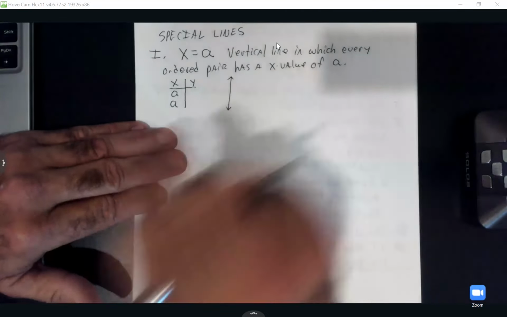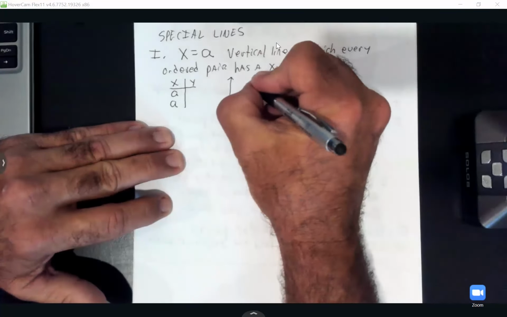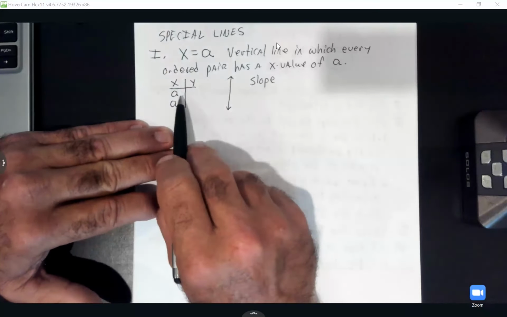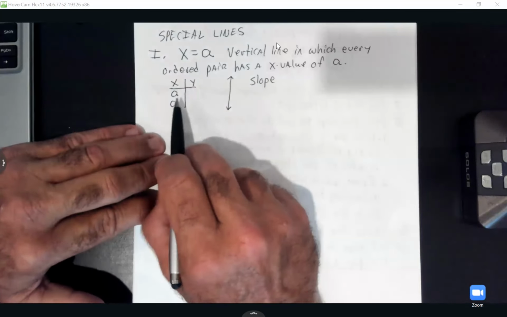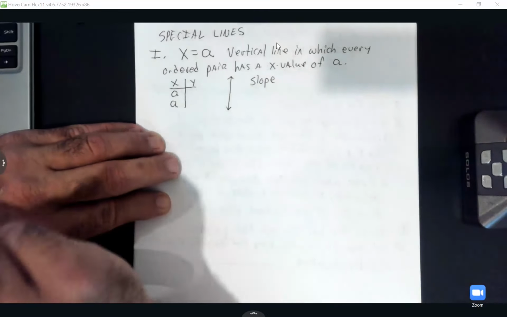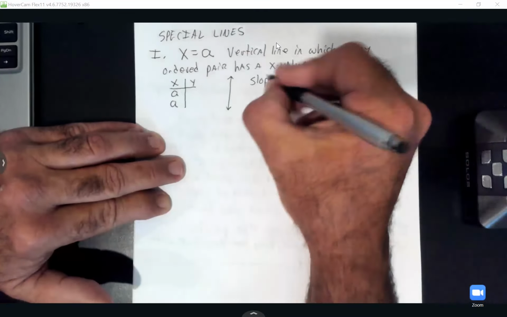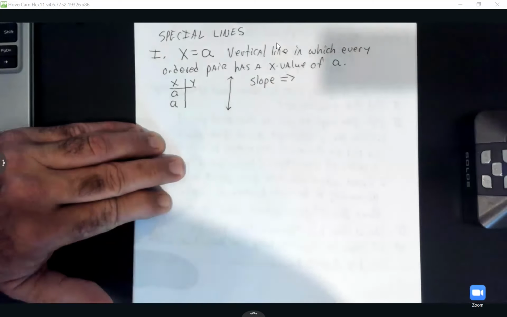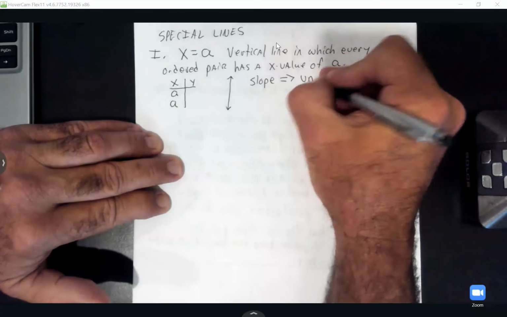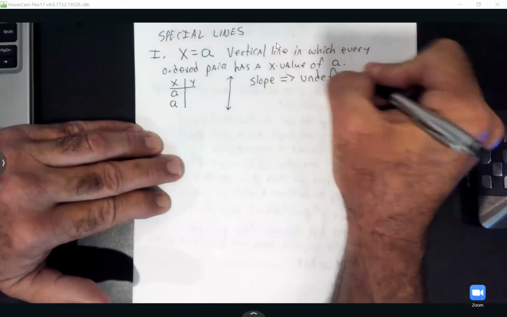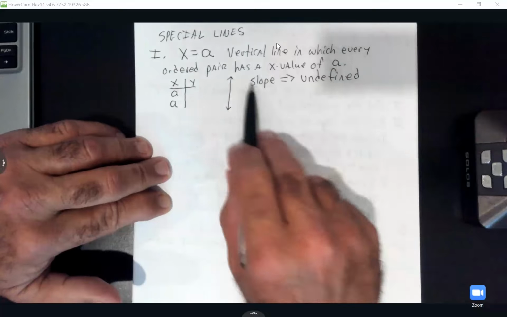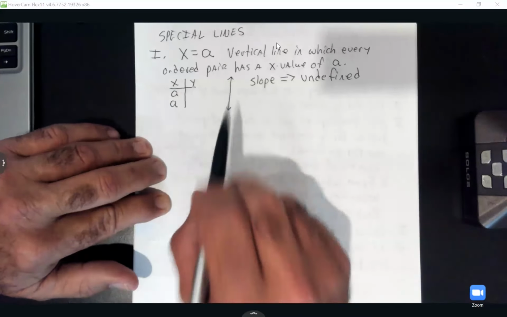Now, the thing about a vertical line, if we were looking at the slope, remember the slope is the y2 minus the y1 over the x2 minus the x1. Well, if these x's are the same, that means you're going to get a 0 on the bottom of the fraction for the slope. And anything that has a 0 on the bottom of a fraction, that gives you what we call undefined. Remember, you can't divide by 0, so that's how they get these undefined slopes on a vertical line.